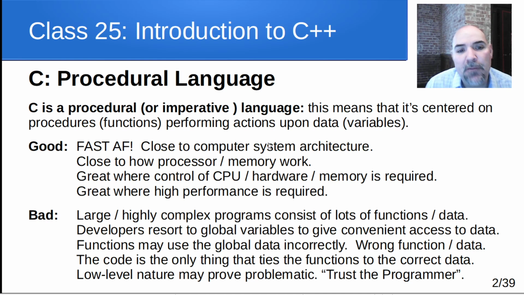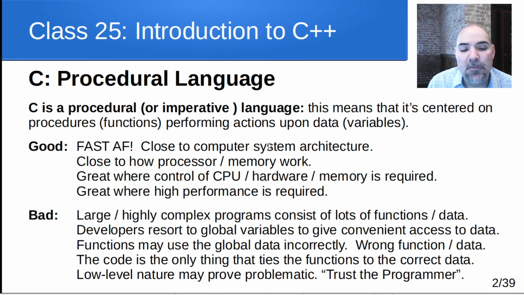Now, the bad part about procedural languages, and specifically C, is that if you have a really large, highly complex program, you have a lot of functions and a lot of data. So you have both tons of functions and tons of data. And since the way you need to write that code is to have those functions manipulate that data, a lot of times developers will resort to having a lot of global variables to give convenient access to that data. The problem with that is now you have a collection of functions that access that global data and a whole bunch of that global data sitting around.